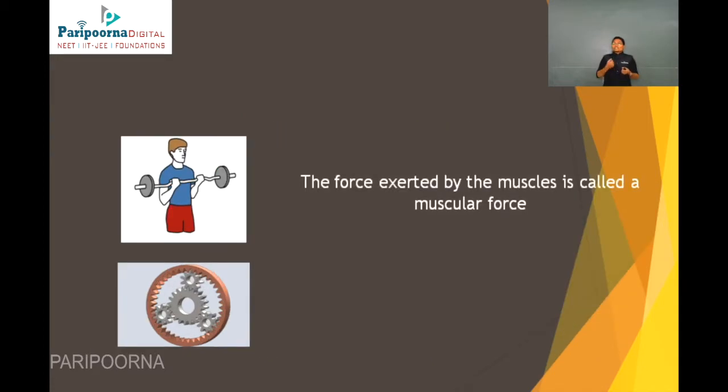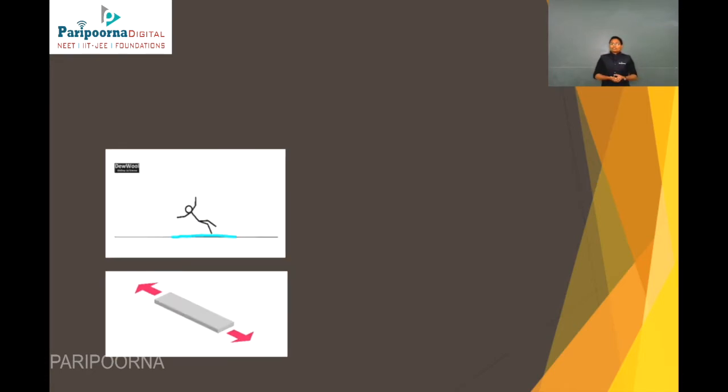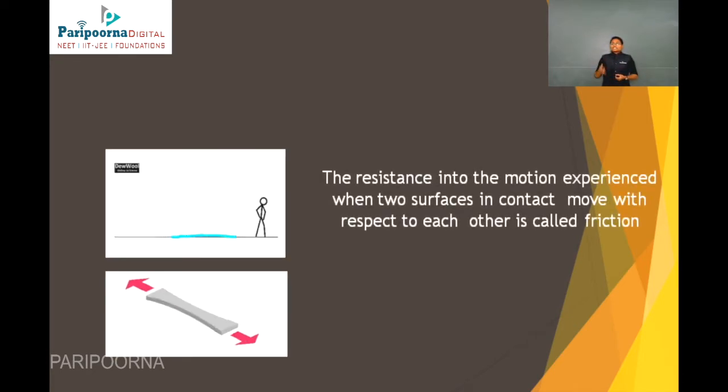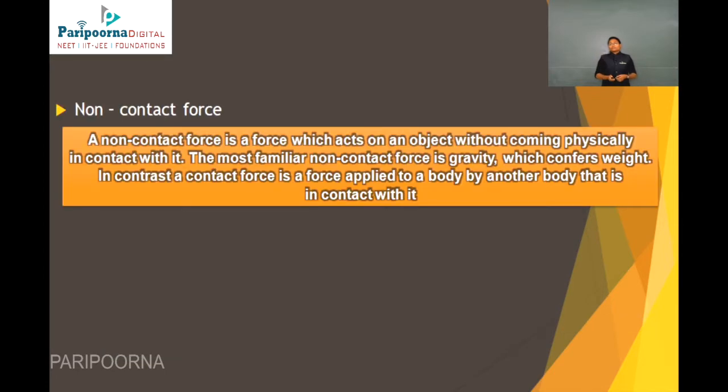The force exerted by the muscles is called the muscular force. The force exerted by a machine is called the mechanical force. Likewise, the resistance to motion experienced when two surfaces in contact move with respect to each other is called friction. Likewise, tension is the force exerted by strings, ropes, fibers and cables when they are pulled. So these are the best examples of contact forces.